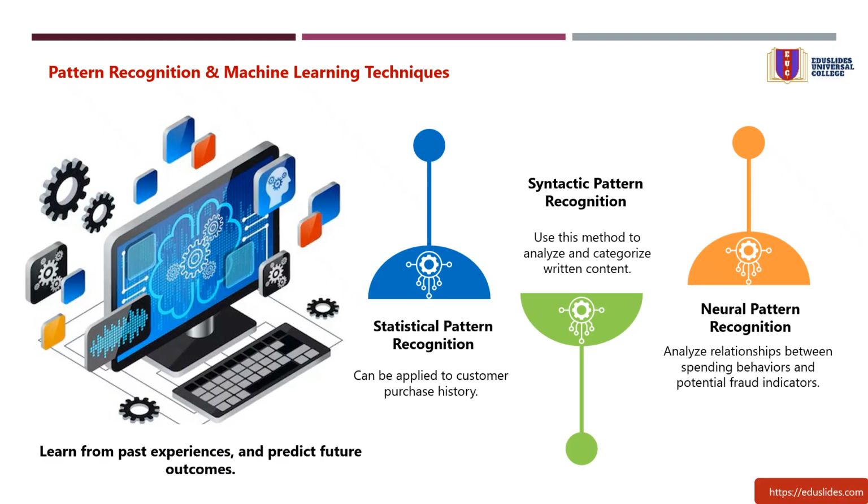Machines can emulate the pattern recognition capabilities of the human brain, but at a much greater scale and speed. The integration of these approaches significantly enhances a system's analytical capacity, leading to 3 primary methods.